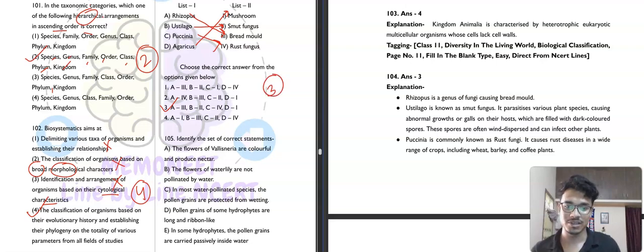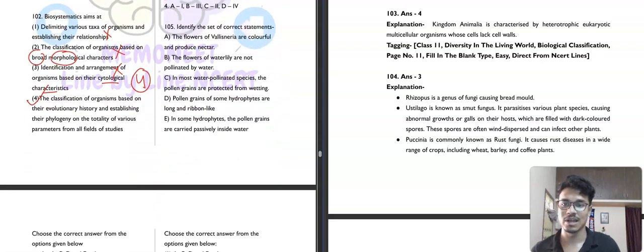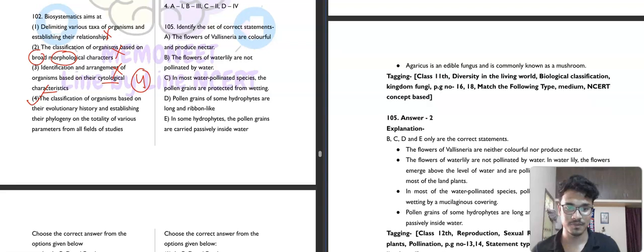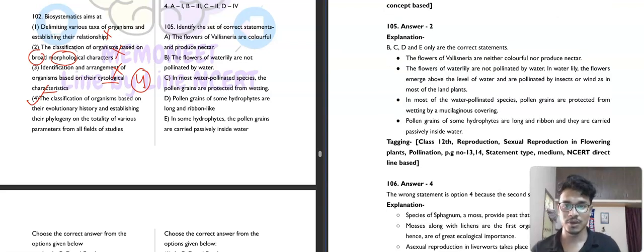Then moving to the next question, question number 105. Identify the set of correct statements. So we need to find the correct statements for this question. It is saying that the flowers of Vallisneria are colorful and produce nectar. Is it correct? No, this is not correct. The flowers of Vallisneria are not colorful and do not produce nectar. The flowers of water lily are not pollinated by water. Yes, these are pollinated by some insects.